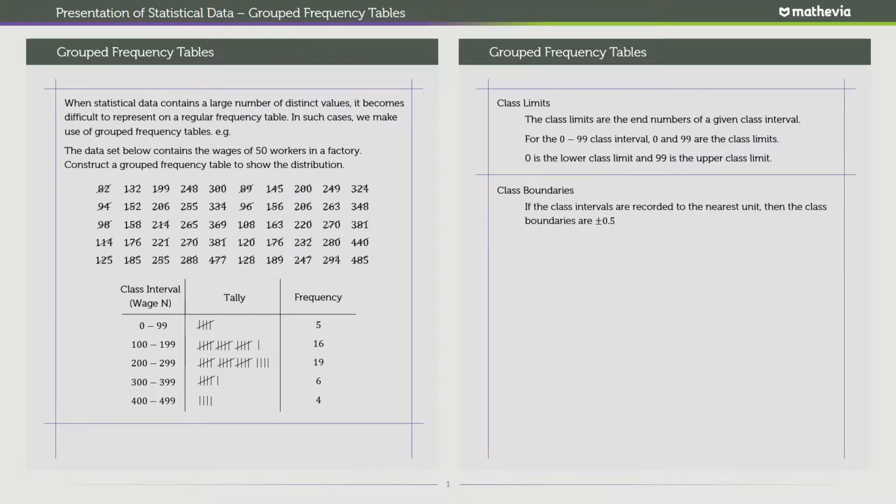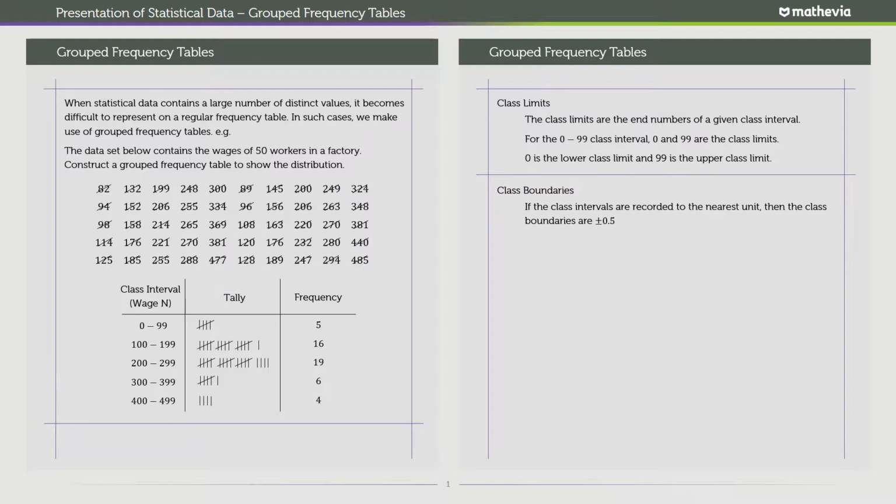And then I'll tell you that if the class intervals are recorded to the nearest unit, the class boundaries are plus or minus 0.5. Now here's what this is. Let's look at the first two class intervals here. We have 0 to 99 and 100 to 199. Now we have two classes and we have a boundary between them. The boundary comes between 99 and 100. Are you following me? The boundary comes between 99 and 100, okay?